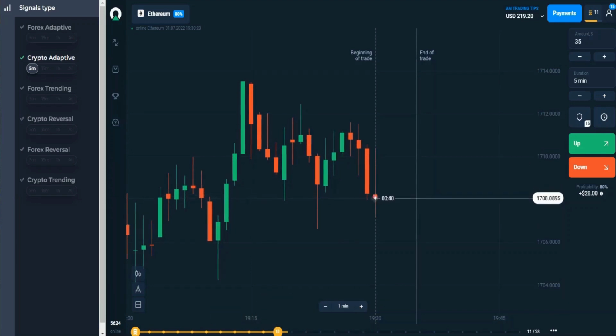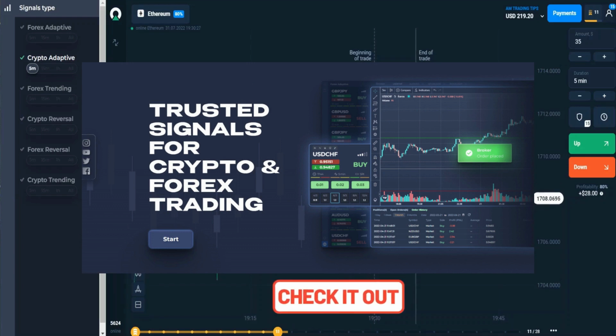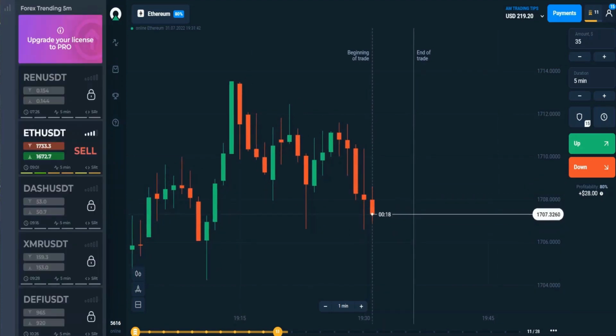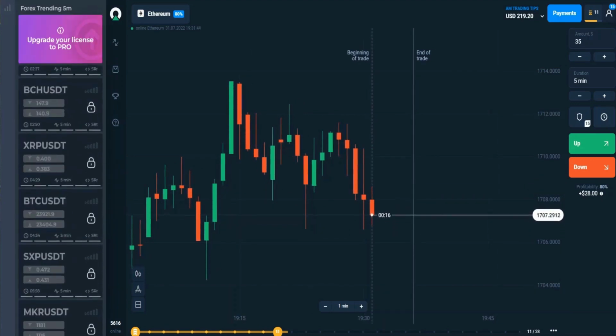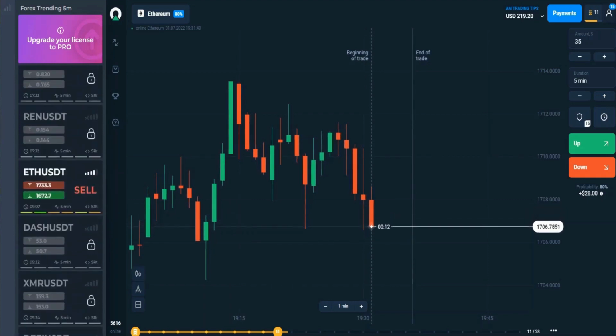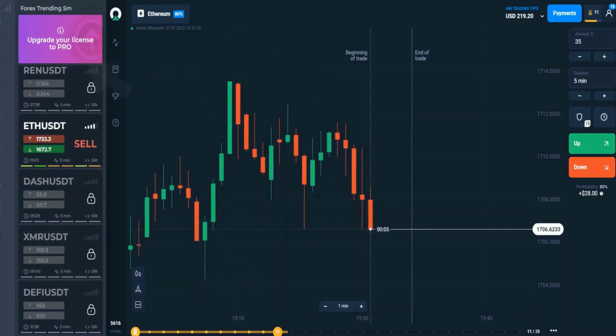Also in today's sessions I am using signals for crypto trading. If you want this live signal, joining link given in the below description box. In this trading session I am using 5 minute crypto adaptive signals. Today I am using free version signals, and there would be only one free pair signal available, and that is the Ethereum USDT pair. If you want pro signals, then upgrade here to your pro signals.